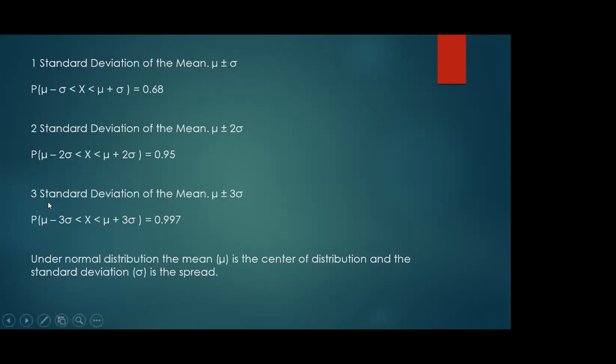Then what the 3 standard deviations of the mean is saying is that approximately 99.7% of the data values will be between the mean minus 3 times the standard deviation and the mean plus 3 times the standard deviation. So the probability of X having a value between the mean minus 3 standard deviations and the mean plus 3 standard deviations is 0.997. So these are some of the values that you have to remember out of your head.